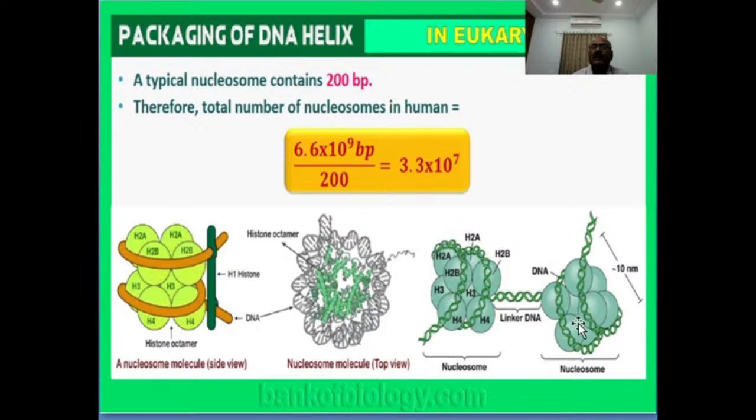So this is one nucleosome, this is one nucleosome. The DNA connecting two nucleosomes is called linker DNA. Each nucleosome is wrapped with 2 turns of DNA. Between these 2 nucleosomes, the DNA is called linker DNA, also called spacer DNA. So, a typical nucleosome contains 200 base pairs, so that in a human being each cell possesses 3.3 into 10 to the power of 7 nucleosomes.